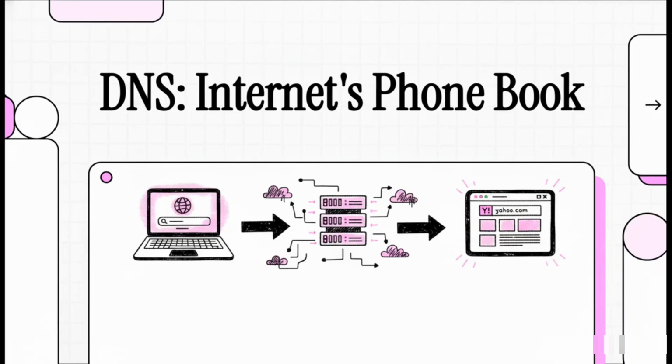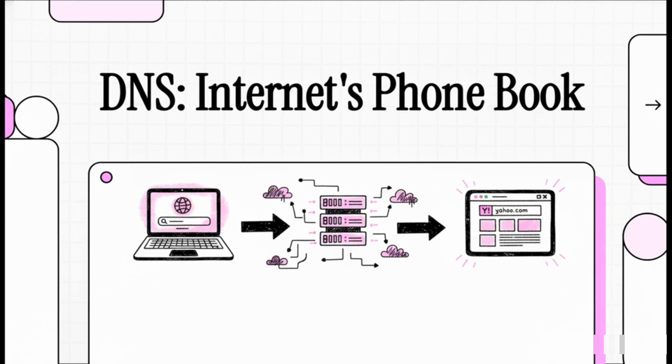So you type a web address into your browser, say yahoo.com, and you hit enter. And bam, in less than a second, the page just appears. It feels like magic, right? But it's not. It's this incredibly fast, invisible process powered by a system that's basically the internet's universal translator. So what's really going on in that split second?